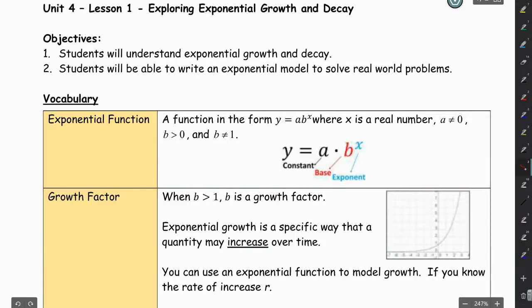Everyone, in this lesson we're going to be looking at exponential growth and decay, and I'll be showing you how to write an exponential model to solve real-world problems. And so we have some vocabulary here.